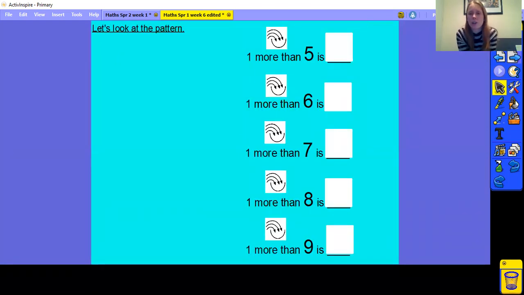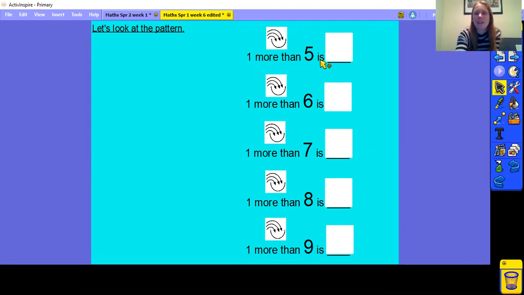Now it's your turn. Use your 10 frame to help you if you need to. If you think you already know the answer, then you can just write it down. Pause the video while you do that, then come back and we'll check it together. Okay, now you've had a turn. Let's have a look at the answers. So, shout the answers out when you know them.